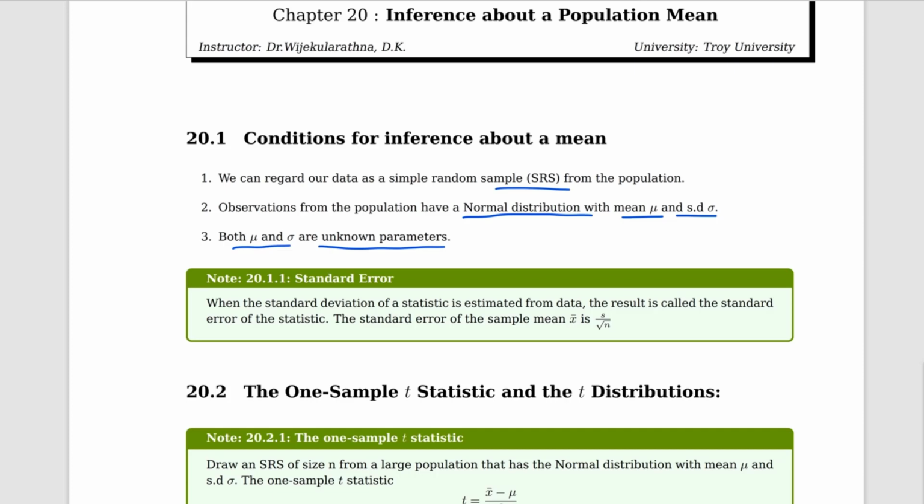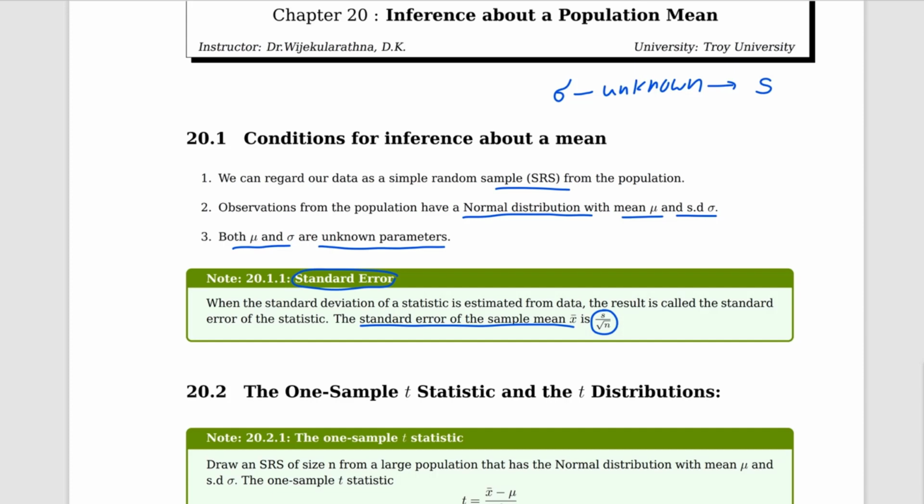Then we define a new definition here, standard error. The standard error of the sample mean, you know the sample mean x bar, the standard error of that is s over root n. What is the s? S is the standard deviation. Yes, if sigma is unknown, then we can use s instead of sigma.